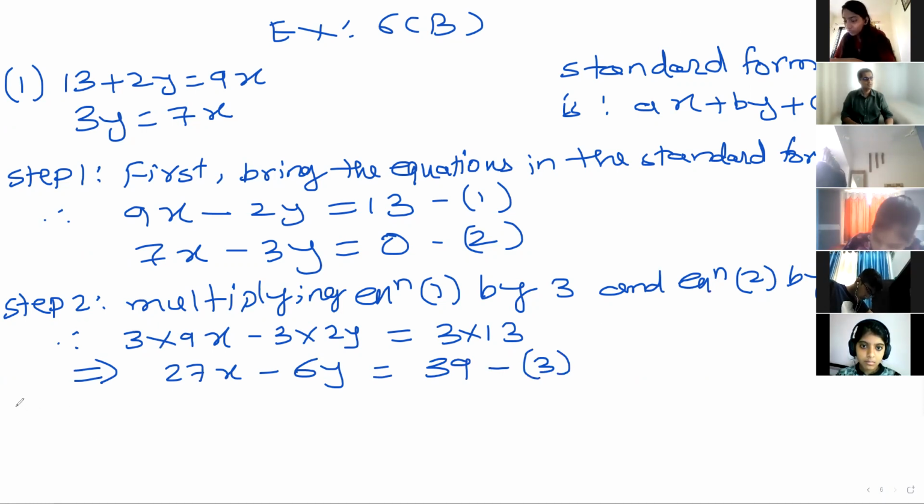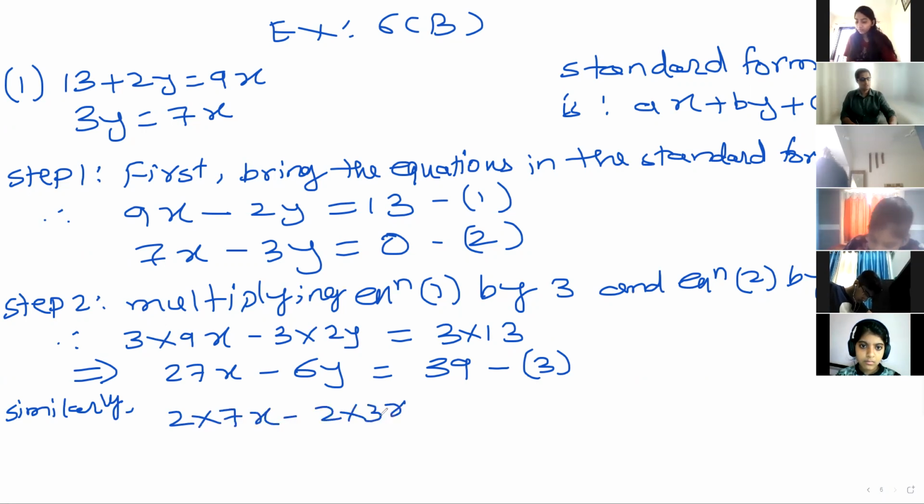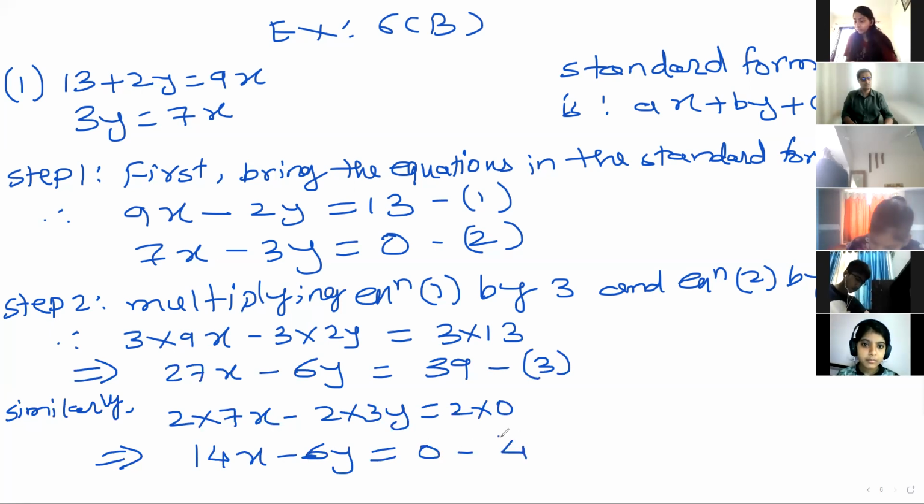Okay, similarly, here we have to multiply by 2. So 2 into 7x minus 2 into 3y is equal to 2 into 0. That means 14x minus 6y is equal to 0. Call this equation 4. Okay, let me know when you are done till this point.